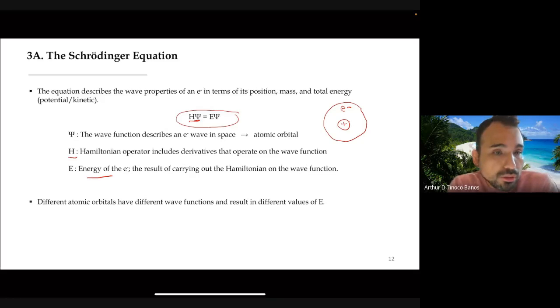Now let's look at this more closely. Different atomic orbitals will have different wave functions. That makes sense, right? As we're all familiar with atomic orbitals, s orbitals, p orbitals, they all have their different corresponding energies. And so, as we can expect, when you apply a Hamiltonian to different wave functions, we expect to have different values of energy. Again, keeping in mind the model, the electron in terms of its interaction with the nucleus within the atom.